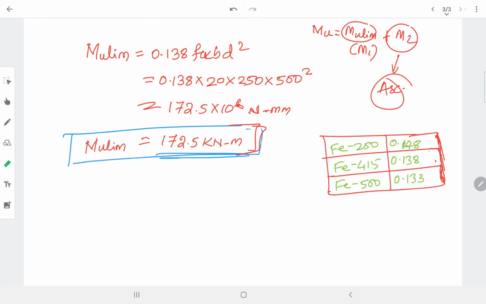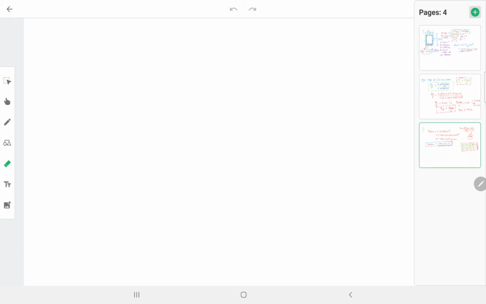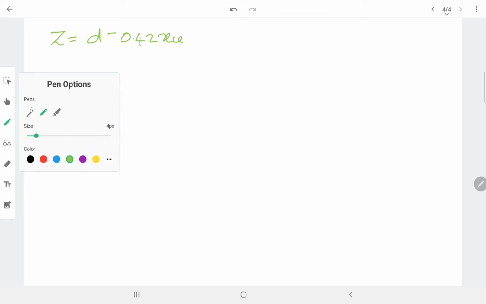In this session, I'll be calculating the value of Z first. Z is nothing but the lever arm. So Z needs to be calculated. The equation for Z is d minus 0.42 XU. This is the value of Z which needs to be calculated.